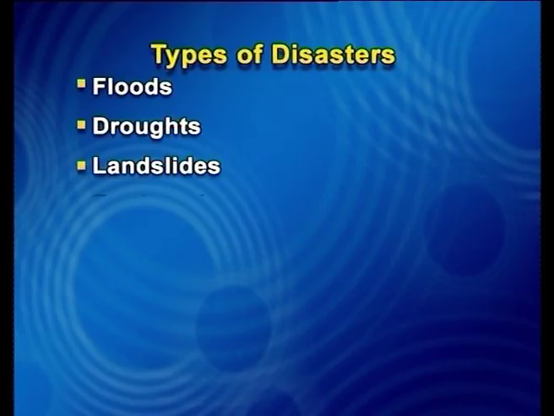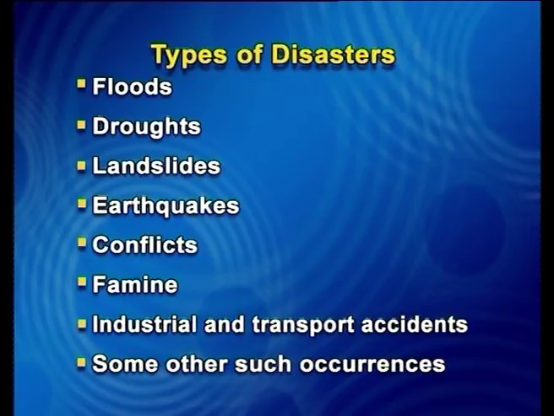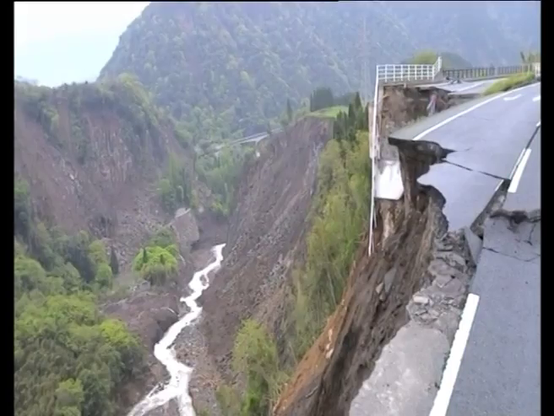To sum up, disaster occurs in variable forms such as floods, droughts, landslides, earthquakes, conflicts, famine, industrial and transport accidents, and some other such occurrences. Disasters are usually divided into natural disasters and man-made disasters. While floods, droughts, landslides, earthquakes are examples of natural disasters, conflicts, famine, industrial and transport accidents are referred to as man-made disasters. Natural and man-made disasters affect thousands of people each year.